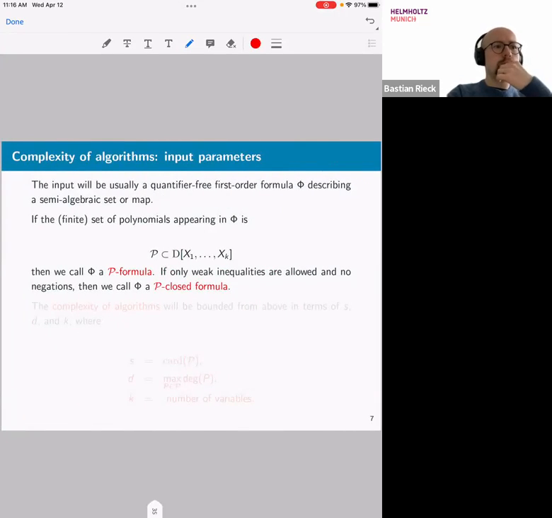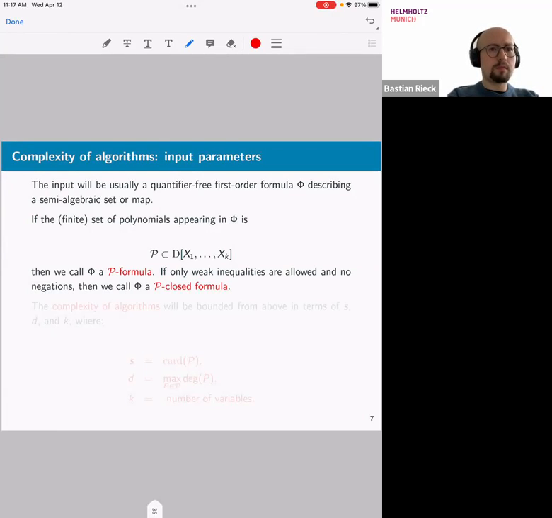So, for a given problem, if you have a formula as input, and the only polynomials that appear in the formula belong to a finite set P, then we'll call such a formula a P-formula. Moreover, if this formula only has weak inequalities and no negations, say in disjunctive normal form, then it obviously defines a closed semi-algebraic set, and we'll call such a formula a P-closed formula.